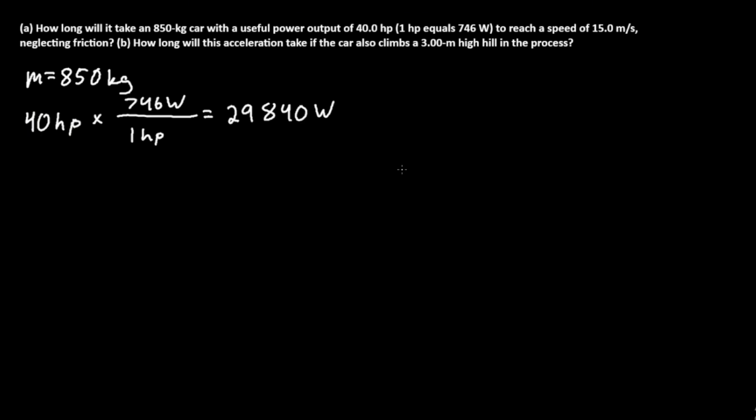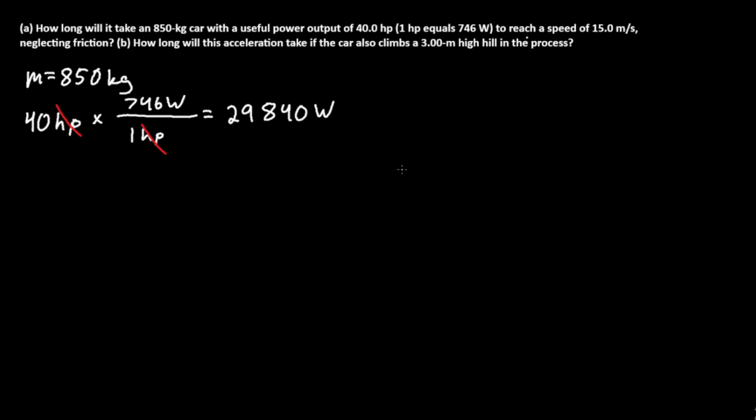So how long will it take for an 850 kilo car, so this is important, 850 kilo car with a useful power output of 40 horsepower? So we need to do some conversion, 40 horsepower. And this unit of conversion just gives us the canceling of the horsepower unit, and in the end we get a power output of the engine of 29,840 watts.